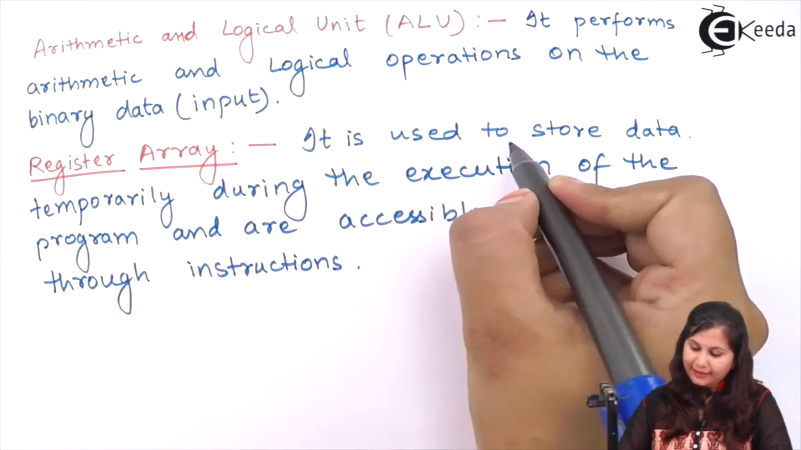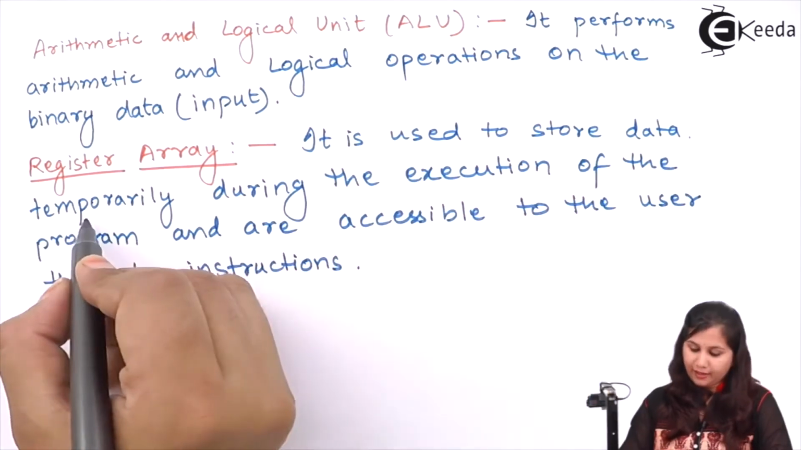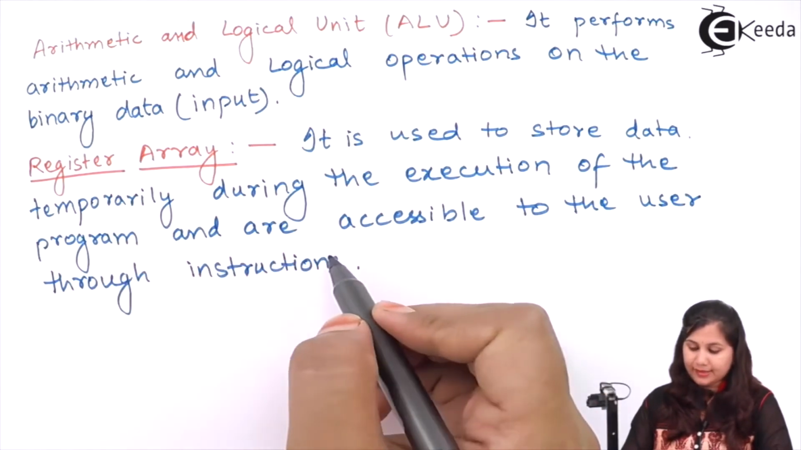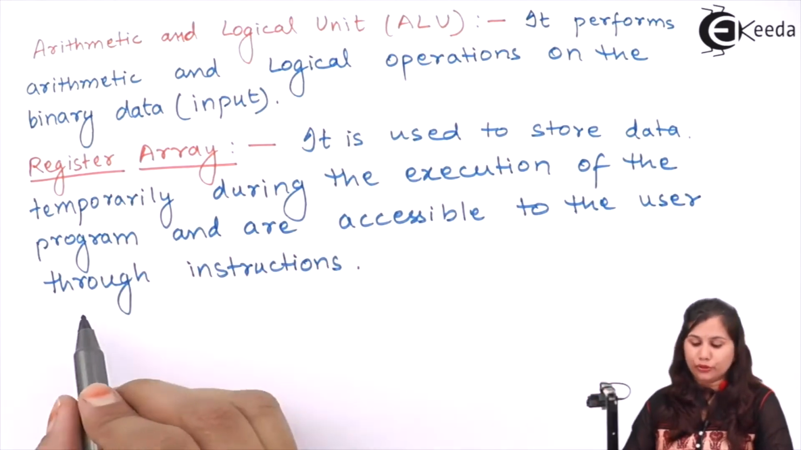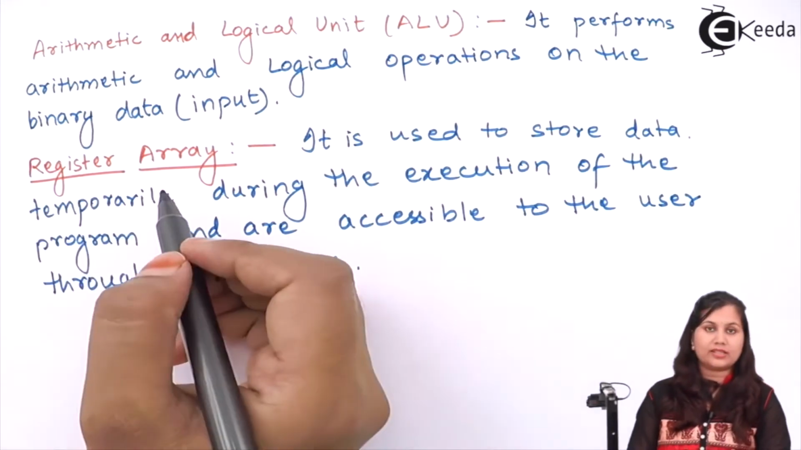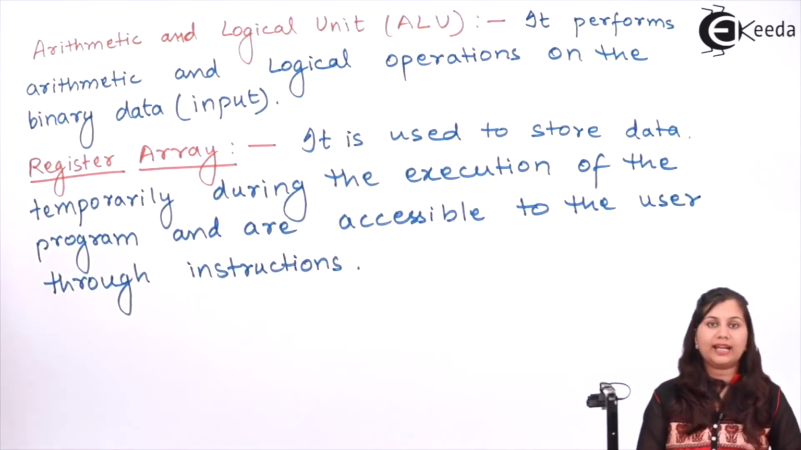So the register array is used to store the data temporarily during the execution of the program, and these registers are accessible to the user through instructions. The user can also use these registers and can see what the intermediate result is or what data has been stored in the register array.